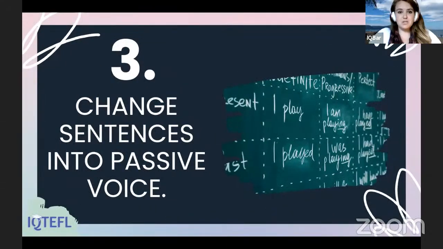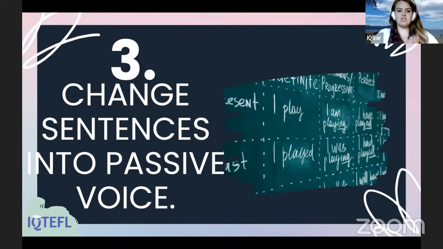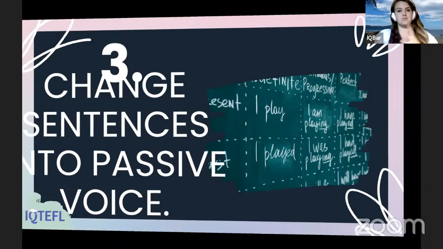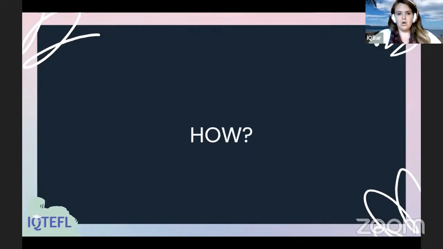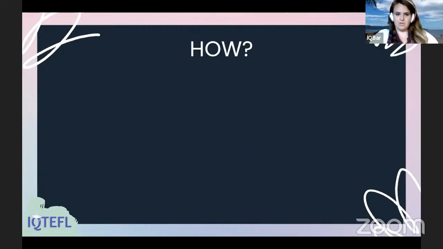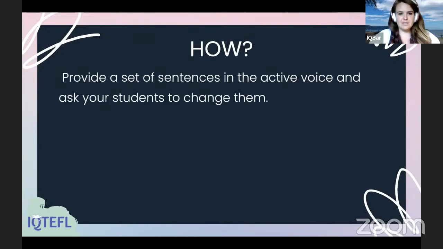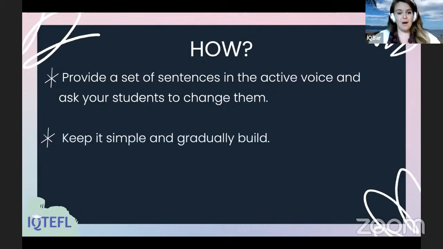Yes. So that brings us to point 3, which is giving them the chance to change active voice sentences into the passive voice. So how do we do this? Now, the first thing that you need to remember is that giving your students very simple sentences to start with is important. You want to give them things that they might already be saying in the active voice and to change those first. So for example, I ate an apple.